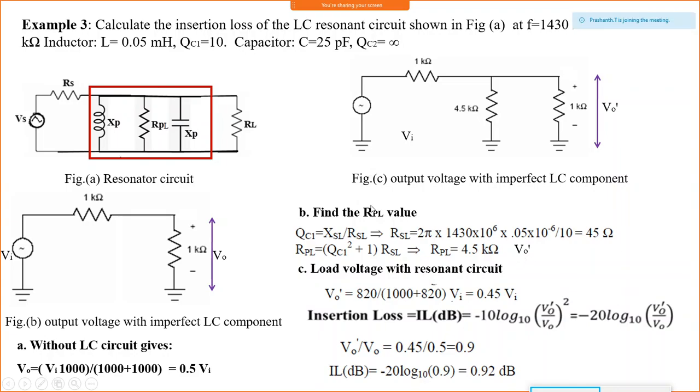If you know the RS value, we can get RPL. That is the equation I gave in the previous class: (QC squared plus 1) multiplied by RS. We know RS and QC, so put them in this equation and you will get RPL equal to 4.5 kilo ohm.